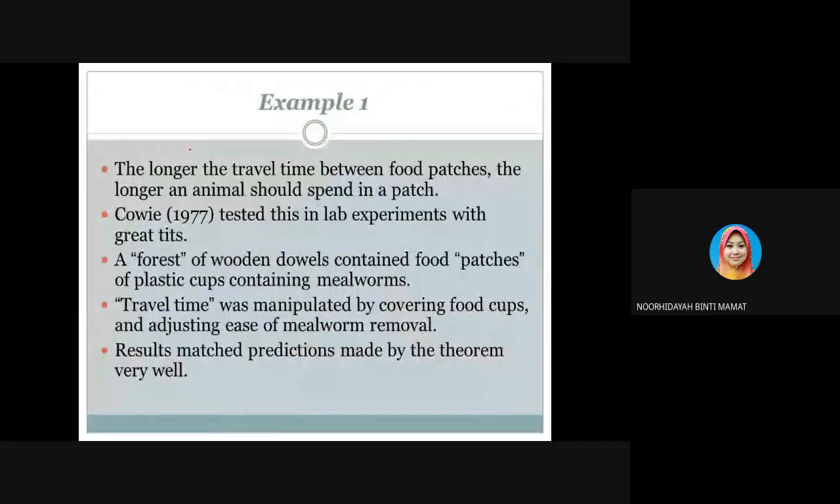So, example one: the longer the travel time between the food patches, the longer an animal should spend in the patch, right? Cowie, in 1977, tested this in a lab experiment with great tits. A forest of wooden dowels contained food patches, which were plastic cups containing mealworms. The travel time in this experiment was manipulated by covering the food cups and adjusting the ease of mealworm removal. The result matched the theorem's prediction very well: the longer the travel time between the food patches, the longer the animal spends in the patch.